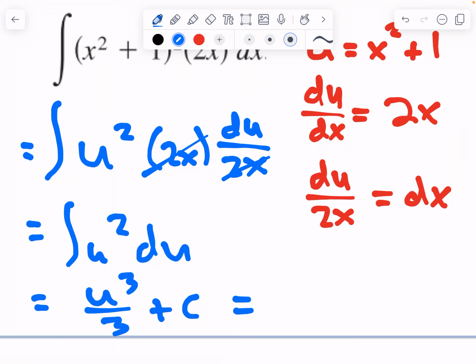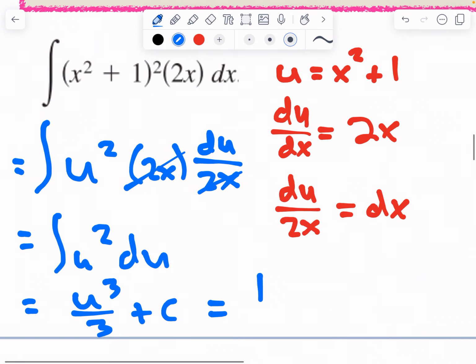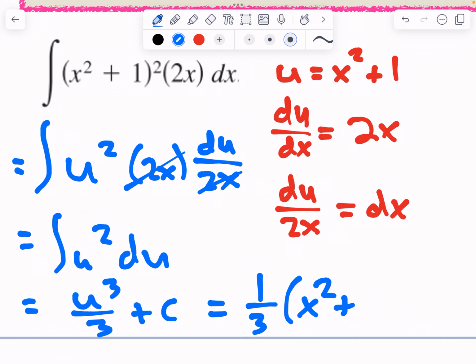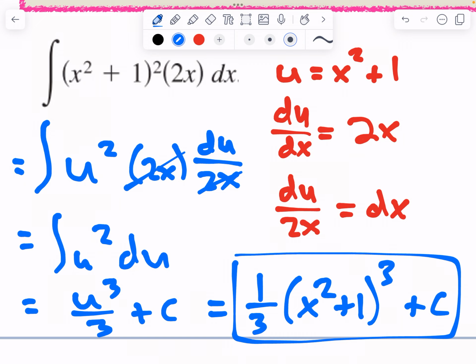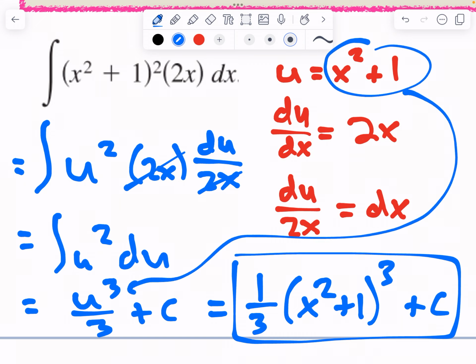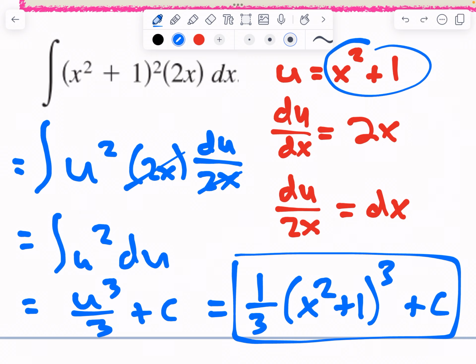The last step here is to resubstitute so I have my final answer in terms of x again. Well, remember what u equaled. U was equal to x squared plus 1. So if we have 1/3 of u cubed, we have 1/3 of (x squared plus 1) cubed, and we have that plus C at the end. That last step is just substituting all of this stuff back in for u. That's all it is. You could check this answer by differentiation, just like you always could when evaluating indefinite integrals. So that right there is an example of U-substitution.